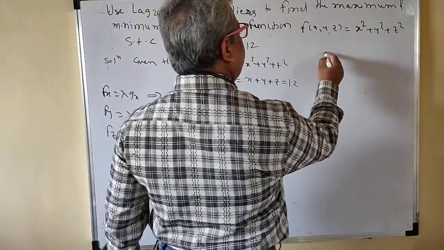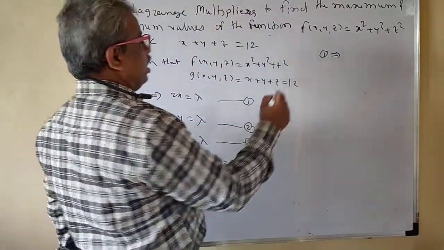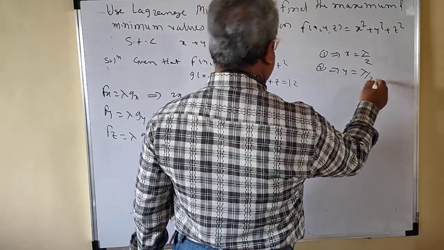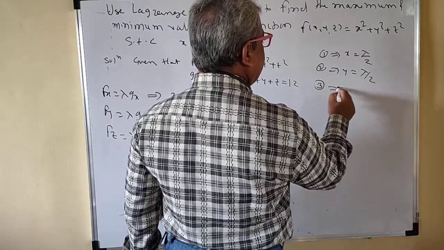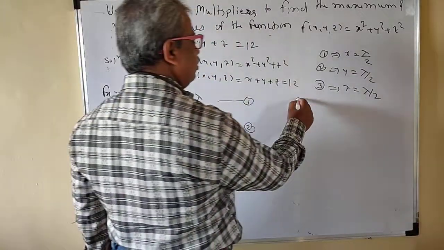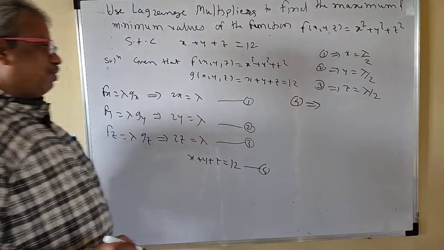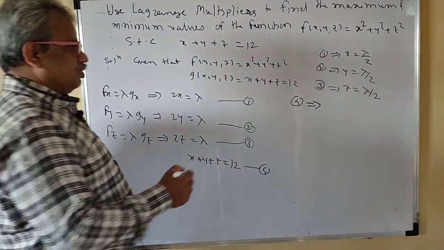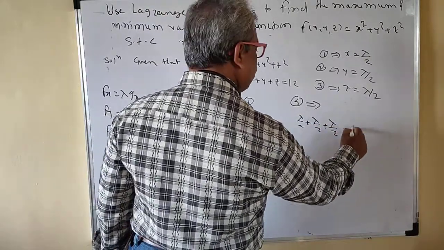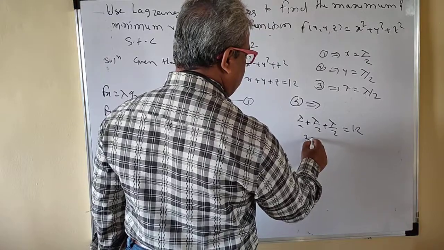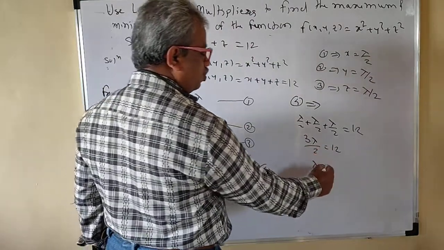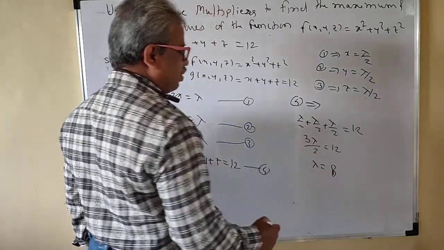So 1 implies that x is equal to lambda upon 2. 2 implies that y is equal to lambda upon 2. And 3 implies that z is equal to lambda upon 2. Now 4 implies that, I'll put the value of x, y, z. So this is lambda by 2 plus lambda by 2 plus lambda by 2 is equal to 12. So this is 3 lambda by 2 is equal to 12. So lambda is equal to 8.